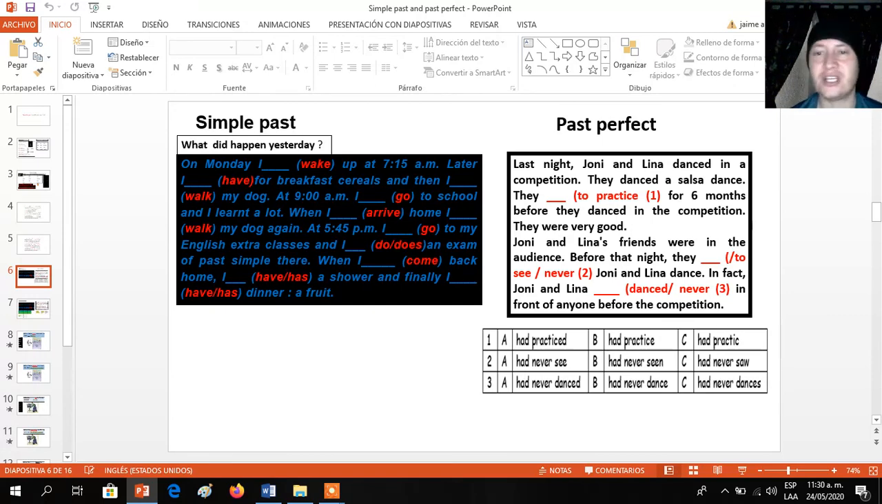In fact, Jenny and Linda had never danced in front of anyone before the competition. Pay attention, my dear students. In those texts, the verb in simple past and the past perfect use the auxiliary had and the verb in past participle. Don't forget this aspect, my dear students.